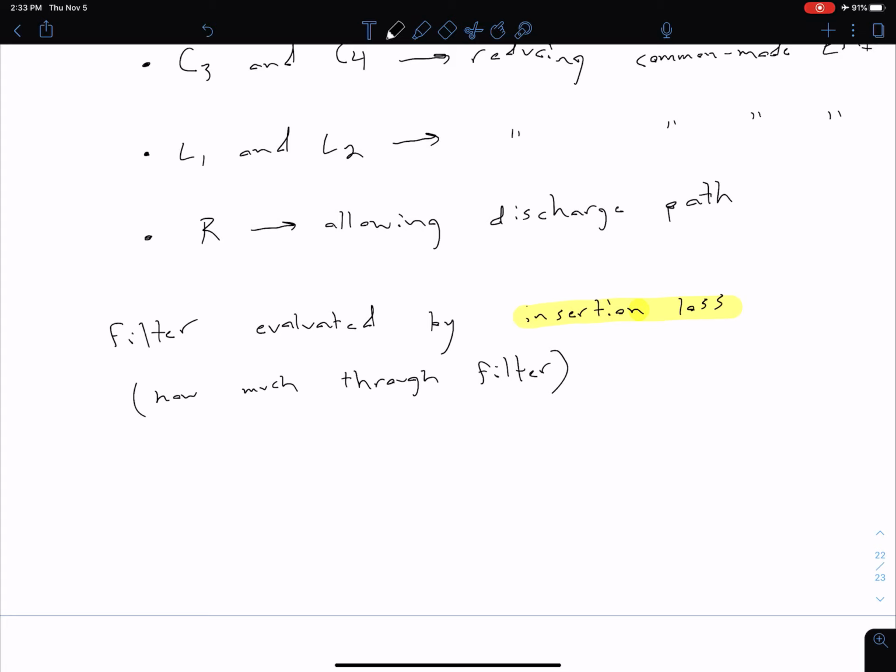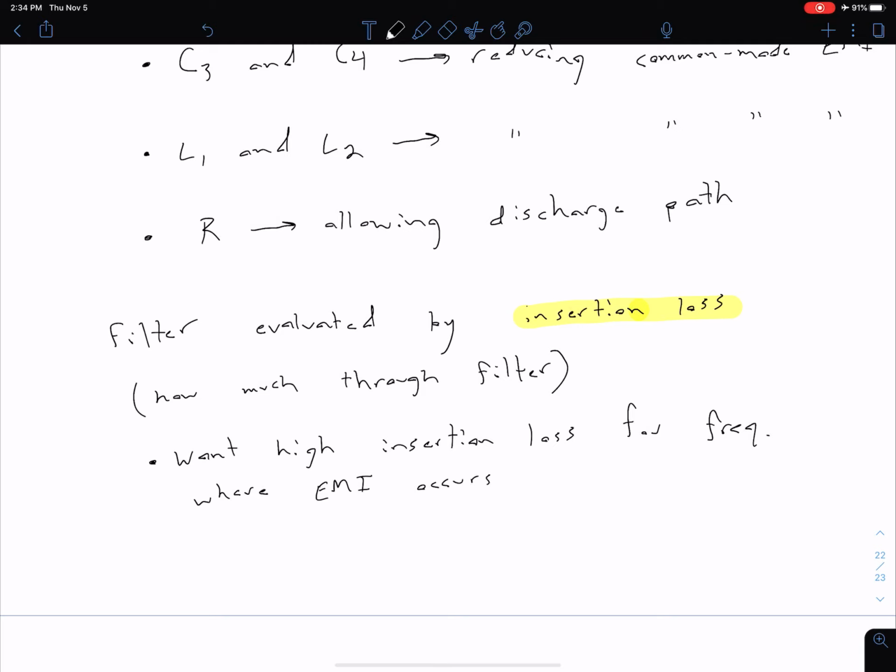What we would want is a high insertion loss for the frequency range where our EMI occurs. Ideally, we wouldn't want to be reducing or decreasing our signal at other frequencies, but at the frequency where our EMI is, we want our insertion loss to be as high as possible.